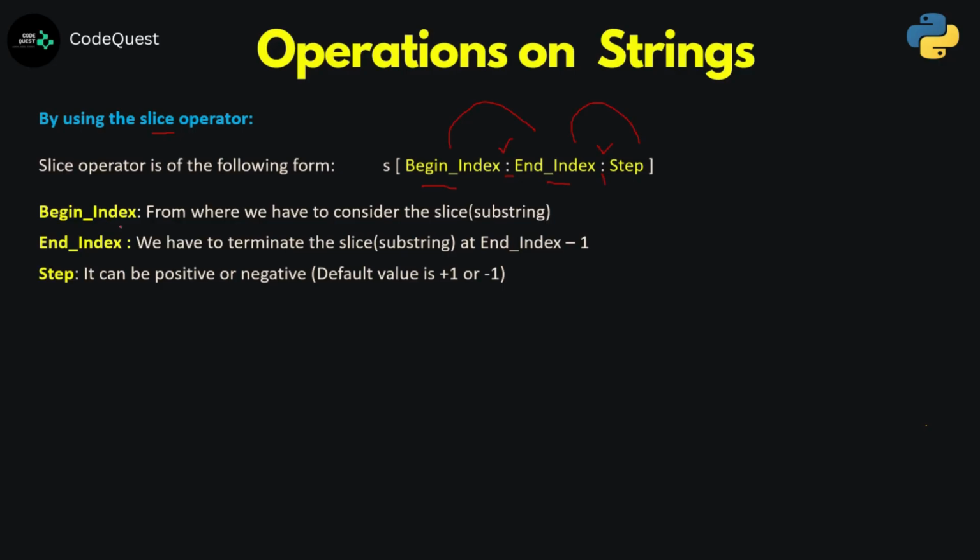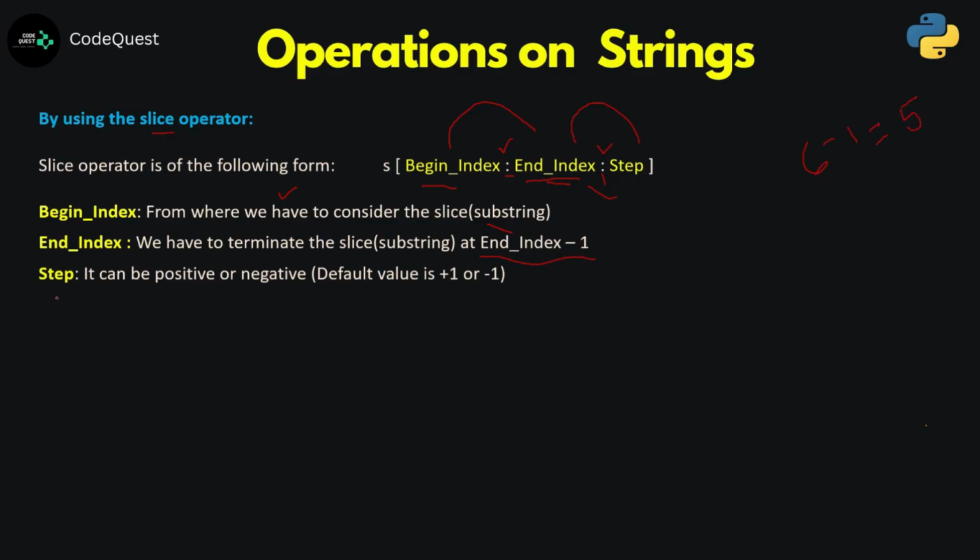Now, the begin index is nothing but the index from where we have to consider the slice, because we are trying to extract a portion of the string, which is nothing but a substring. So I should mention from which index I have to start. The end index is what we need to tell, at what index it has to terminate. And whenever we specify some end index, we always need to consider the characters till end index -1. So if the end index is, for example, 6, I have to consider 6 minus 1, that is up to index position 5.